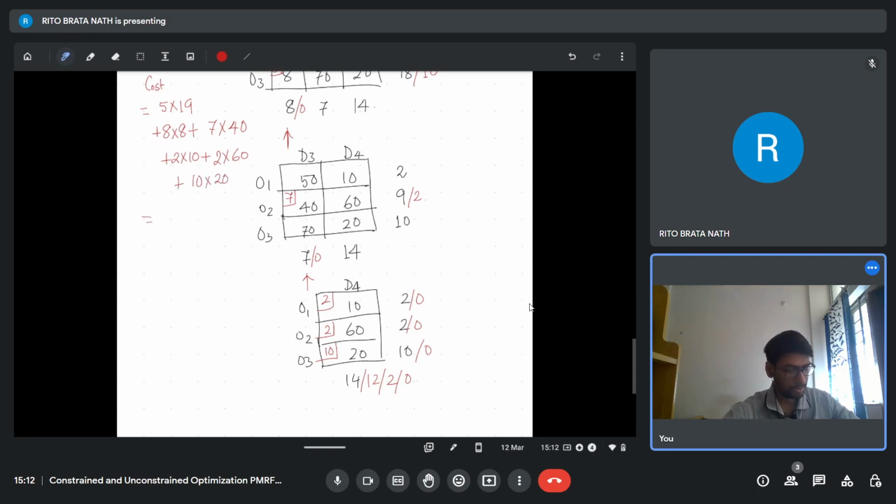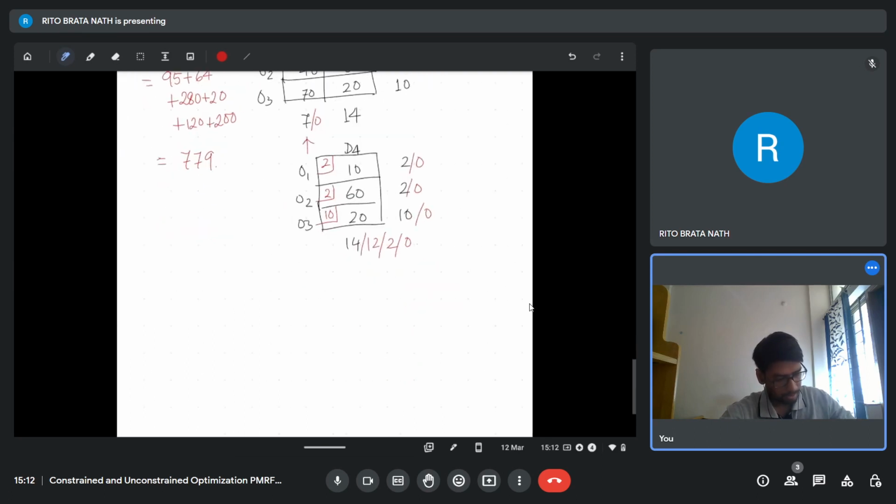So what is left is 95 plus 64 plus 280 plus 20 plus 120 plus 200. So that's 300, 500, 620, 715, 779 will be the answer. Yeah, and I think option D is the correct one. So answer is option D.